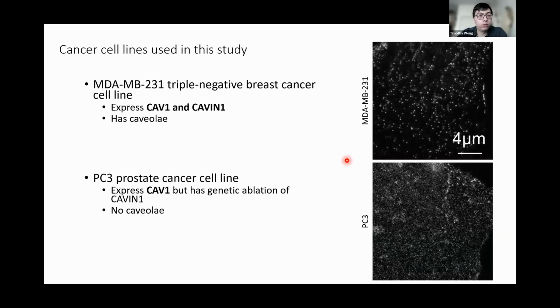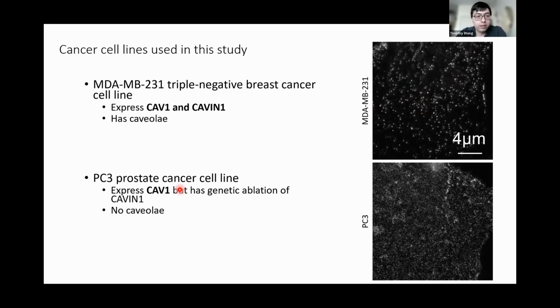So in this study, I'm using two different cancer cell lines. The first one is the MDA-MB231 breast cancer cell line. Importantly for us, this cell line expresses both CAV1 and cavin. So it has caveolae, which you can see in this fixed cell 2D STED. You can see these puncta, which would likely correspond with caveolae.